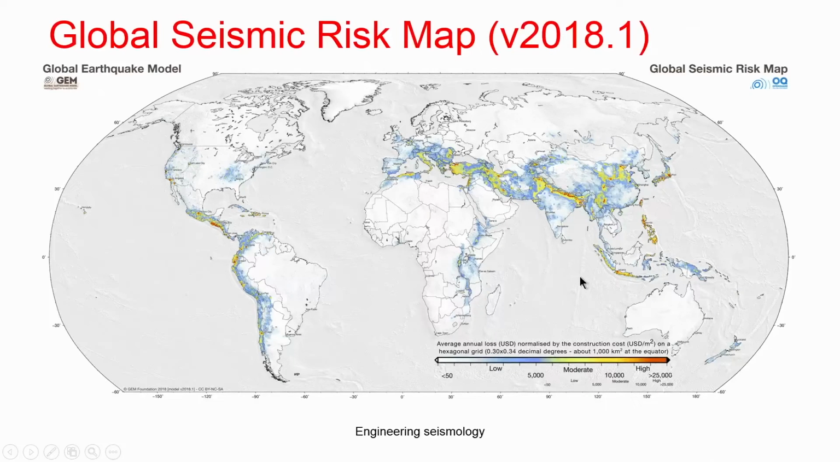So this is the global risk map. This risk map gives the average annual loss due to earthquake in USD, normalized by the construction cost in USD per square meter, on a hexagonal grid of about 100 kilometer size. You can see it varies from less than $50 to about $25,000 at a particular place.